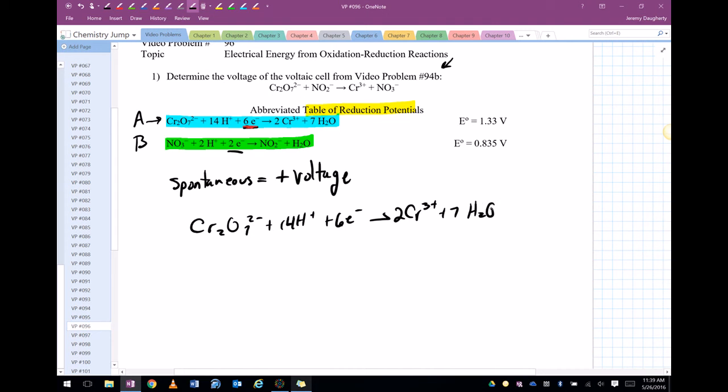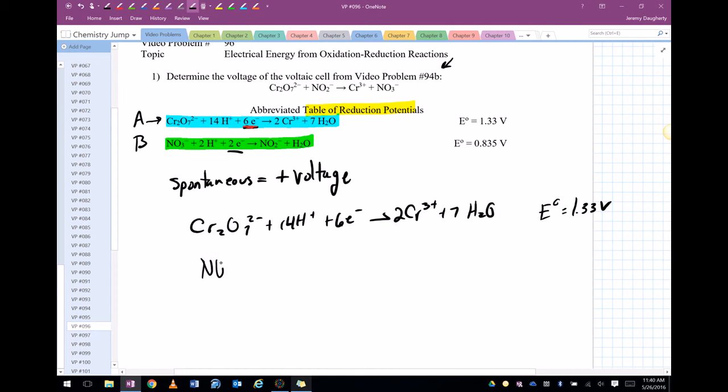Now if you look at a table of reduction potentials, you'll see something like this. Now unfortunately you're not always given a table of reduction potentials. Sometimes you're just given voltages, but somehow you have to figure out what the voltage is. So I'm going to flip this second reaction, I'm going to flip reaction B.